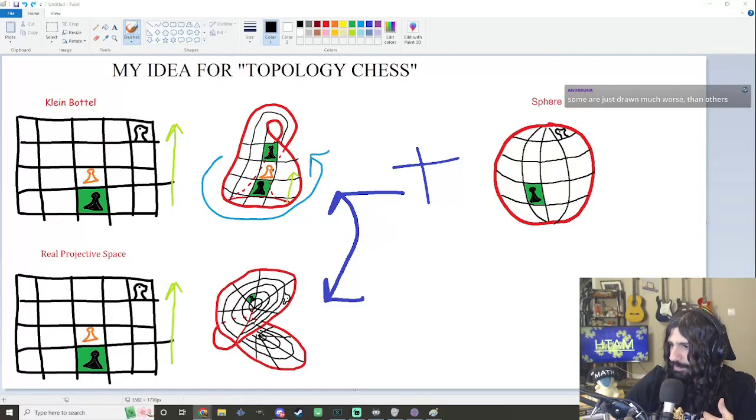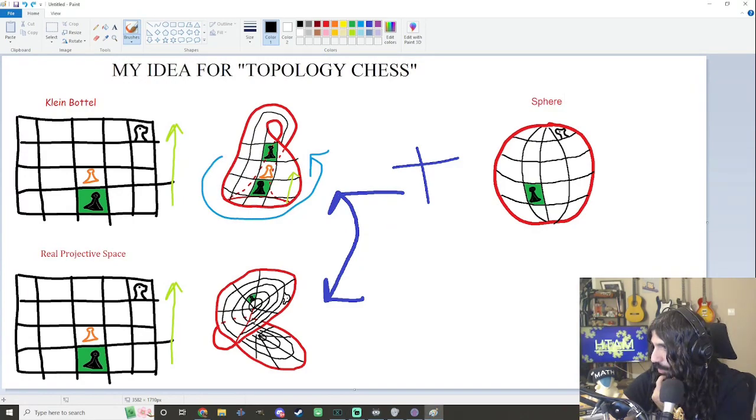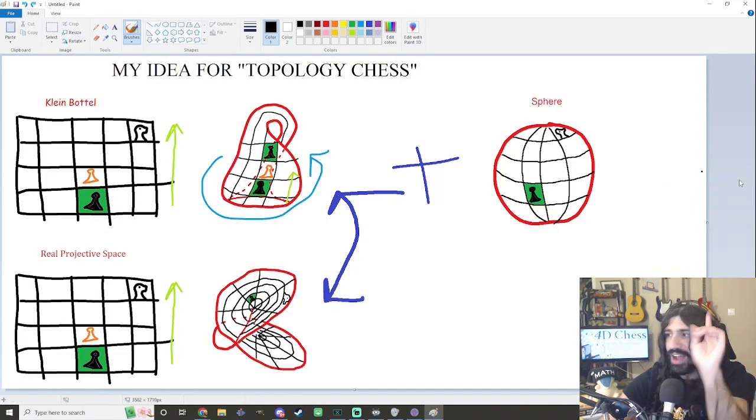You know, we're not done yet, by the way. I still have to draw a torus. What are going to be the poles for spherical chess? You decide dynamically. I haven't decided how the mechanics work.